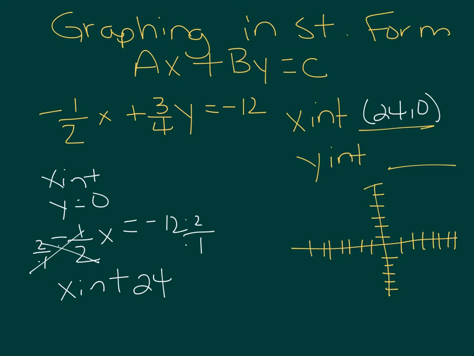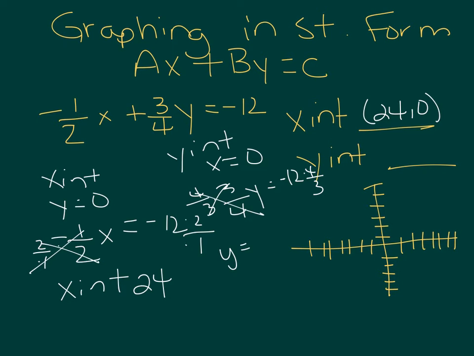And then my y-intercept, you let x equal 0. So that means the negative 1/2 x would be gone. And I ended up with 3/4 y equals negative 12. Multiply both sides by 4 over 3. And when we do that, we get y is, 3 goes into 12 4 times, we get negative 16. So my y-intercept is 0, negative 16.